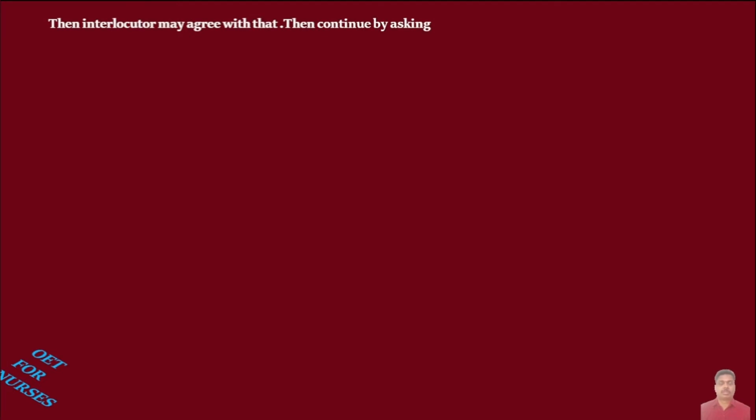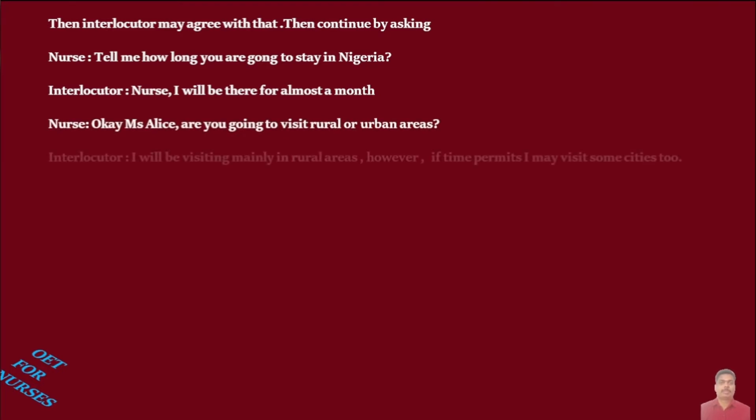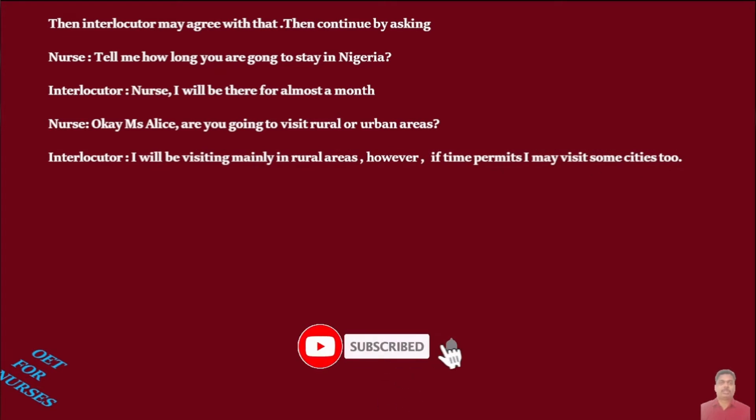Then continue by asking, tell me how long you are going to stay in Nigeria? Then the interlocutor may respond by saying, nurse, I'll be there for almost a month. Then ask her, okay, Miss Alice, are you going to visit rural or urban areas? Then the interlocutor may respond by saying, nurse, I'll be visiting mainly rural areas. However, if time permits, I may visit some cities too.